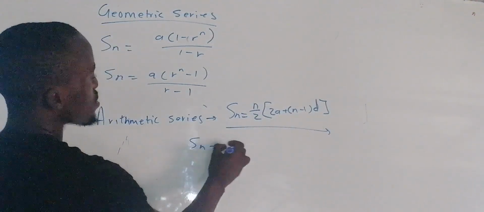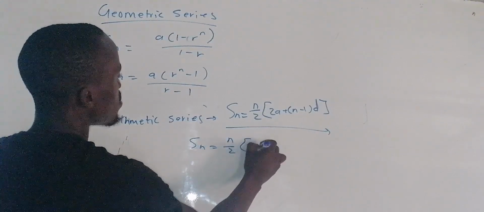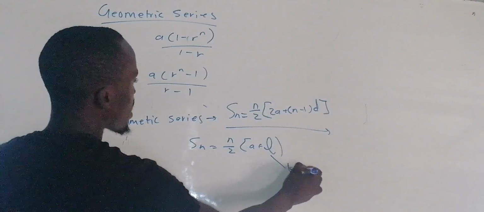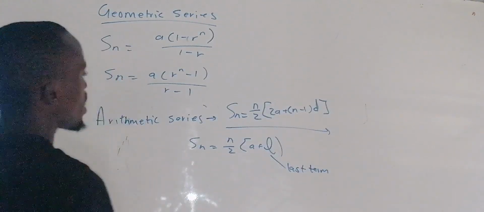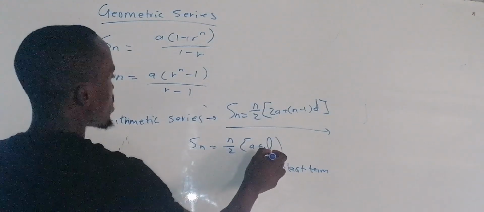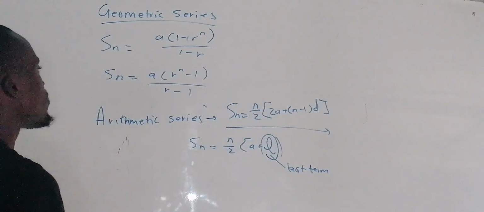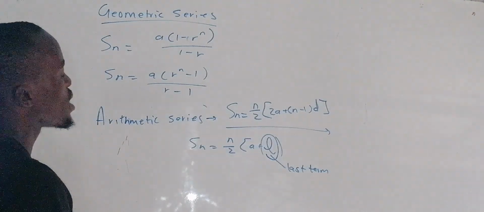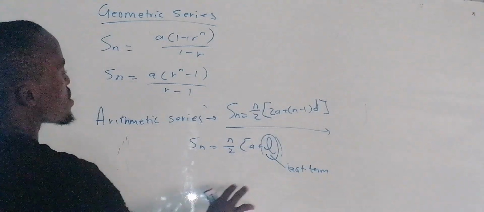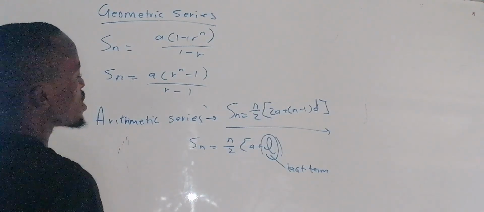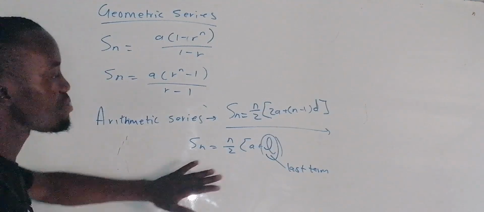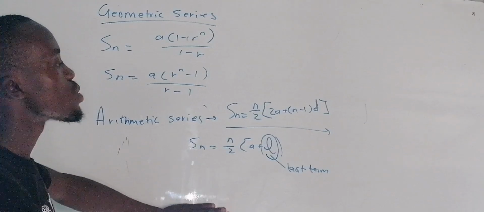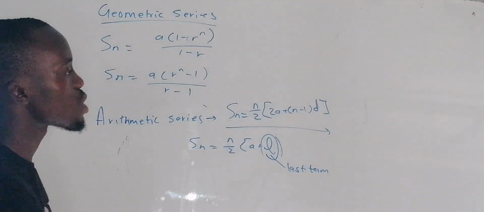Or you can use this one, n over 2 times (a plus l), where a is the first term and l is the last term. I hope your teachers told you that the last term represents the general formula, since an arithmetic series has a relationship with an arithmetic sequence. Since I'm saying that l is the last term, the formula of an arithmetic sequence is also the last term of the series or of the pattern.